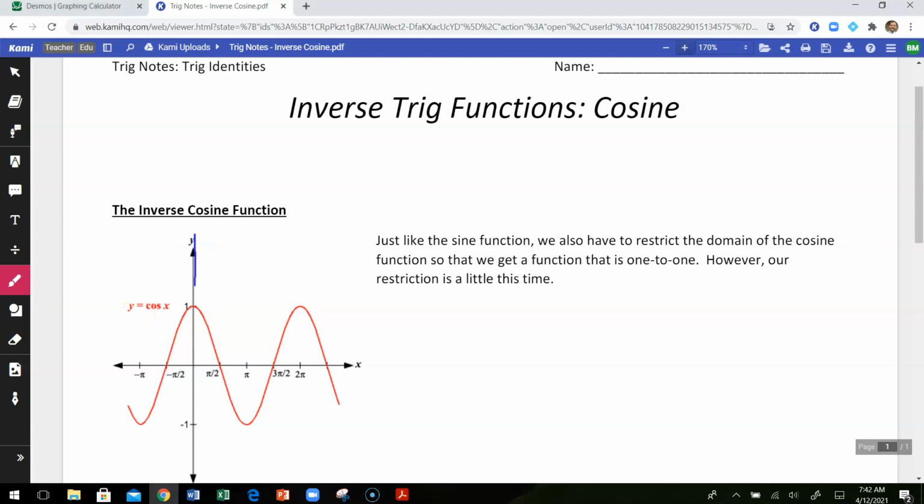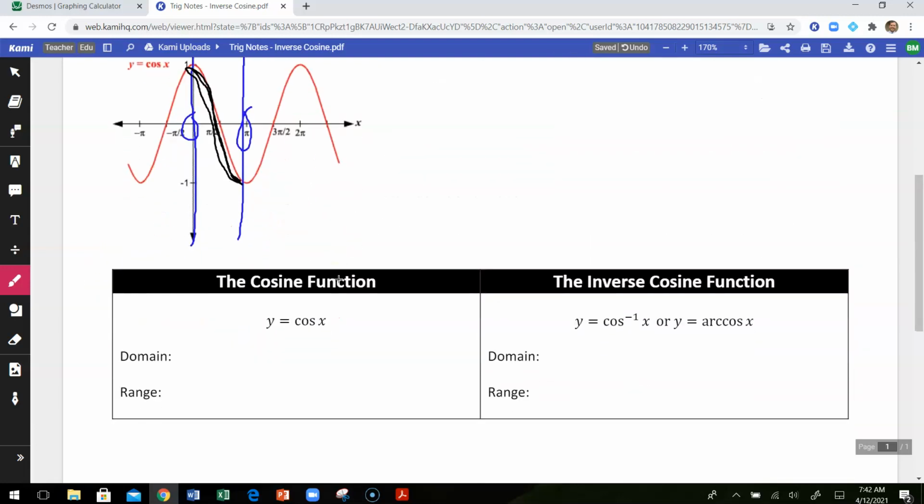So where we're going to restrict cosine is from 0 to pi. If we look between 0 and pi, all of those y values that we have for cosine will be unique, and therefore that is our restriction with cosine. So for the original cosine function, just like sine, the domain is all real numbers, and the range is negative 1 to 1. That's the same as sine. I can plug in anything I want to, and my answer will always be between negative 1 and 1 when I evaluate the cosine of it.